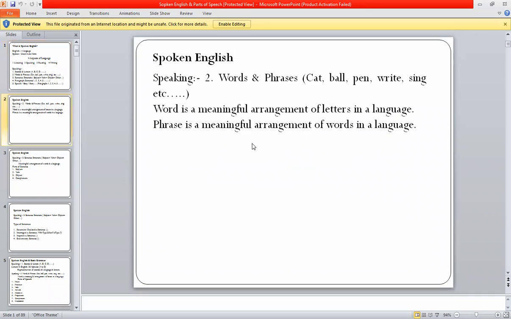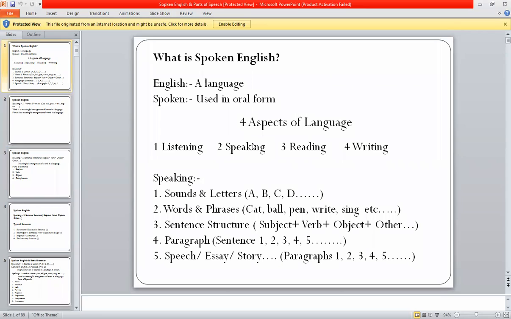Then moving towards the speaking. So speaking any language needs to know the sounds and letters. Any language is made up of sounds and letters, words and phrases, sentence, paragraph, and speech. Okay, so any language learning starts with the learning of sounds and letters, and it ends at the speech or paragraph writing or paragraph reading.